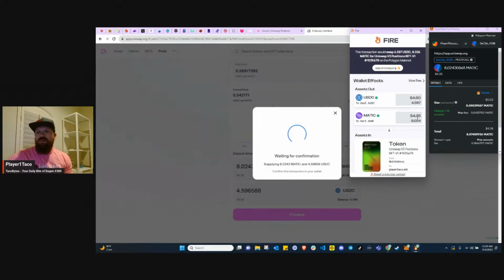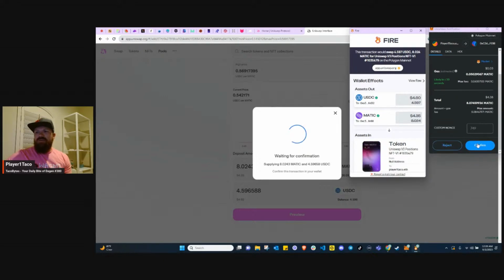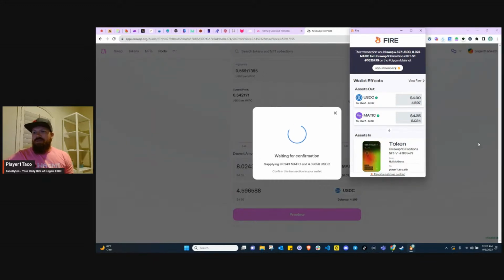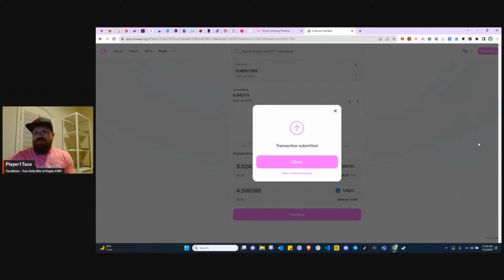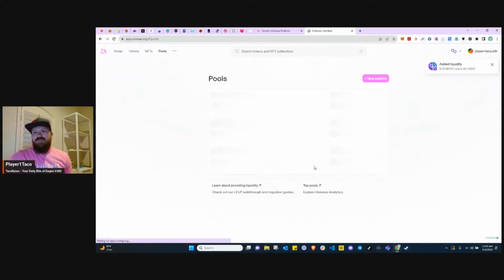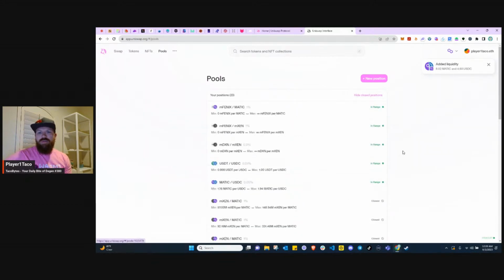And so it's really simple by doing something back and forth like this. We're putting roughly $4.35 in and $4.60 worth of USDC. And so that gives us a total of roughly $8.95, right under $9 total. And so now that gives us a new position, a new NFT for that.